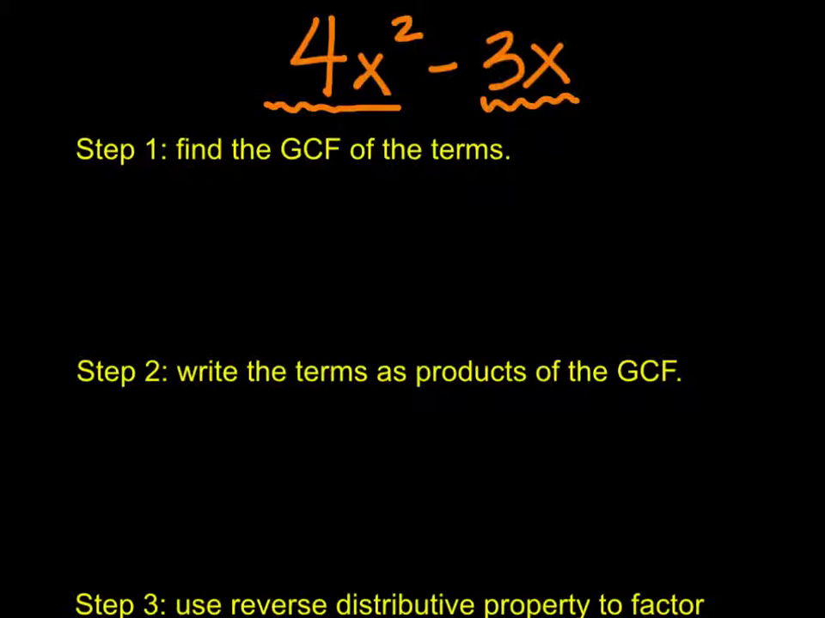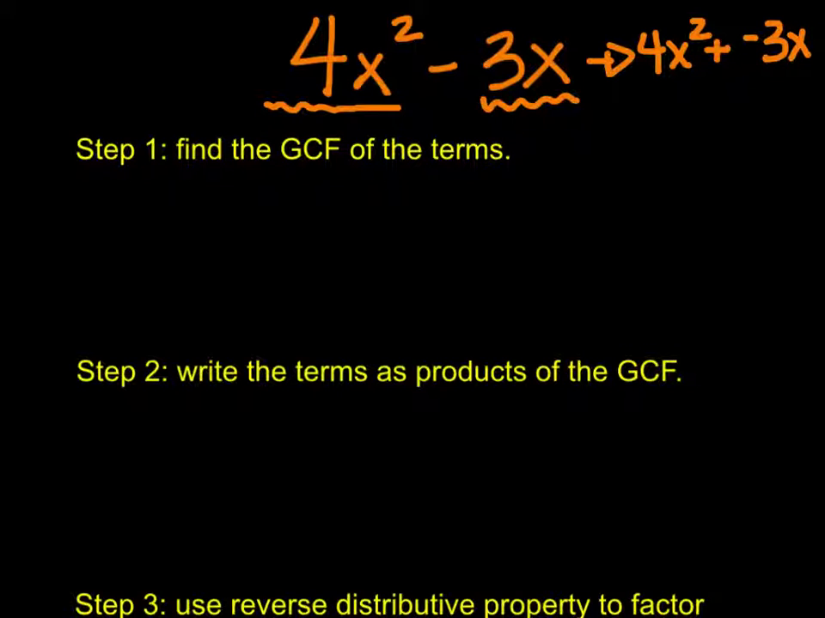So I do suggest we rewrite this as 4x squared plus a negative 3x. And that's simply because then we can see that 3 as being negative, and we don't have to worry about that negative. It's attached to something right now, and it's attached to a number, which is kind of nice.